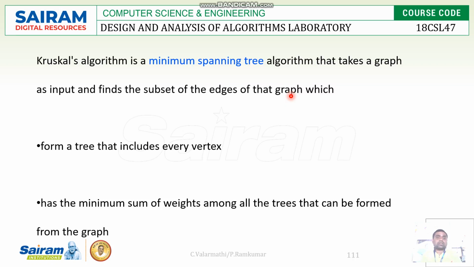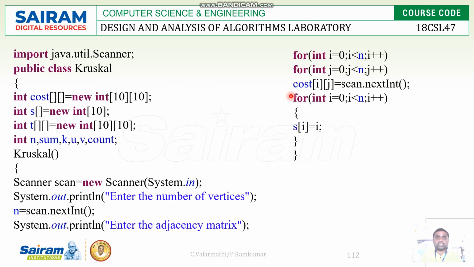Kruskal's algorithm is a minimum spanning tree algorithm which takes a graph as an input and finds the subset of the edges of that graph which form a tree that includes every vertex, and it has the minimum sum of weights among all the trees that can be formed from the graph. This is also like Dijkstra. The slight difference is that wherever the shortest route is available, we have to draw it.